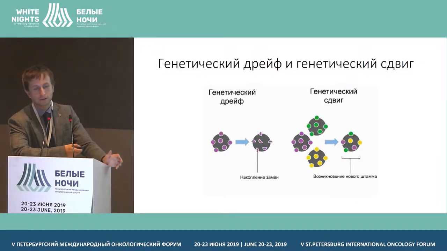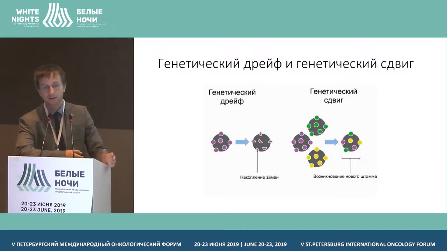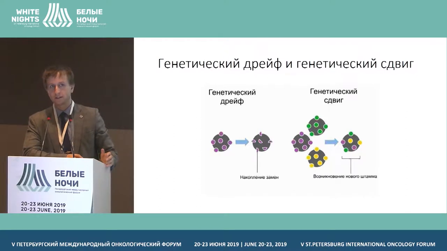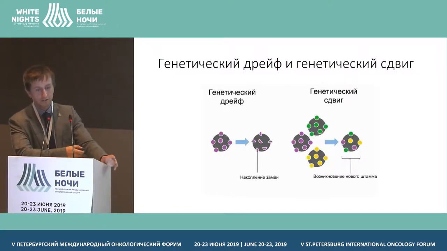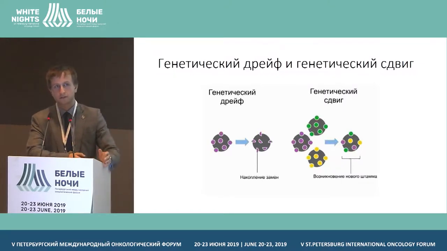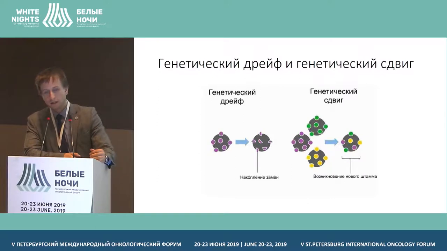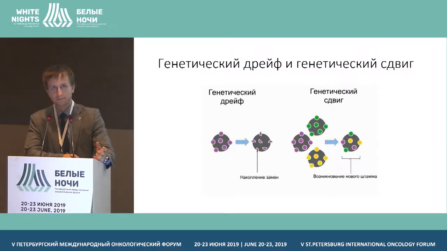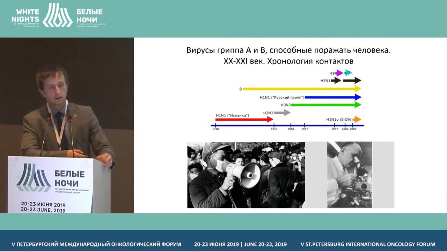There are two major mechanisms of evolution of viruses, genetic drift and genetic shift. In a combination for flu, genetic drift is the accumulation of replacements in sequences of the viral genome due to errors in the virus polymerase, and genetic shift is the emergence of new strains via reassortment of the segments of the genome.